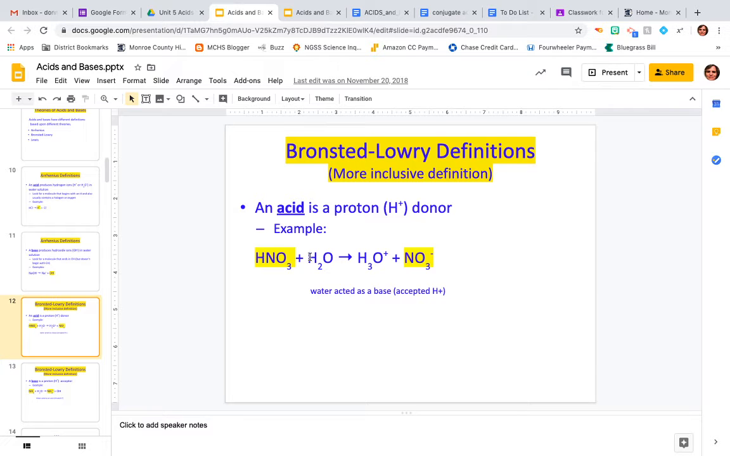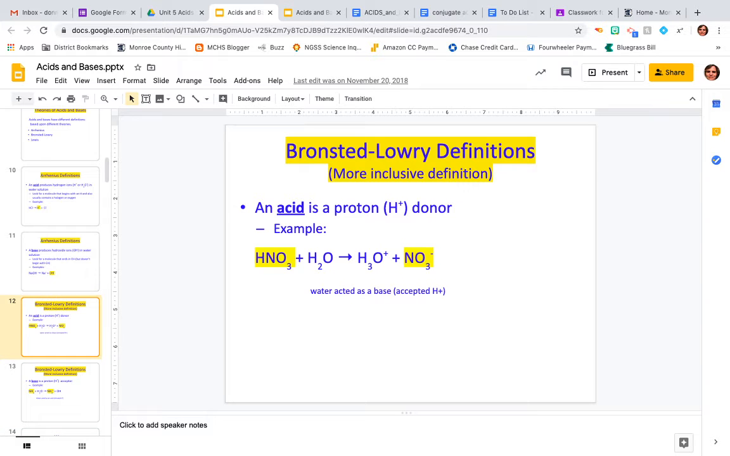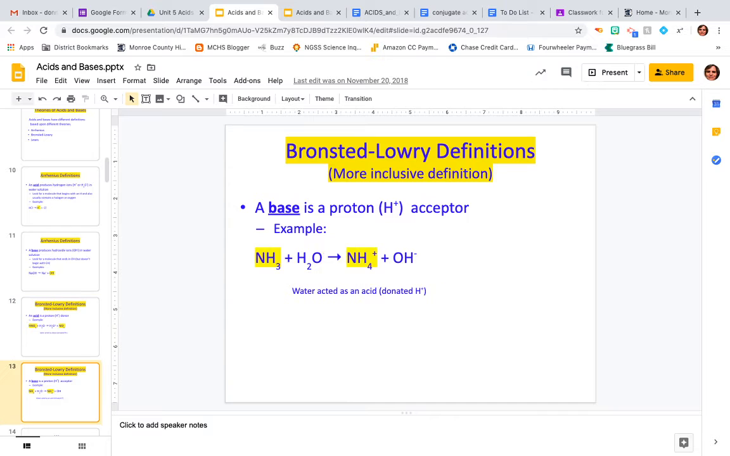So again, anything that has accepted a proton is a base. Anything that has donated a proton is an acid. So acids donate hydrogen ions, which we can also call protons, and then bases accept protons or hydrogen ions. So again, our definition of an acid is still, okay, you've got to have a hydrogen ion, but more importantly, you have to donate those hydrogen ions. So if you have donated a hydrogen ion, you are an acid, and if you have accepted one, you're a base.